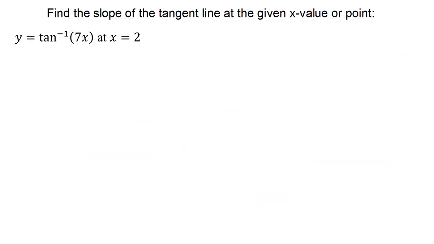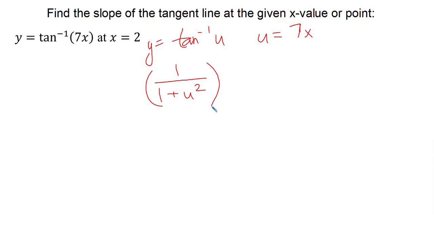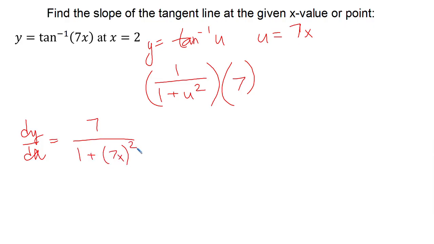All right, here's our next one. We've got an inverse tangent function here. So we're looking at the inverse tangent of u, where u is 7x. So in order to find this derivative, we'll use the chain rule, right? We'll use the derivative of inverse tangent, which is 1 over 1 plus u squared. And then we'll multiply it by the derivative of u, which is just 7. So we end up with our dy dx equal to 7 over 1 plus 7x squared.